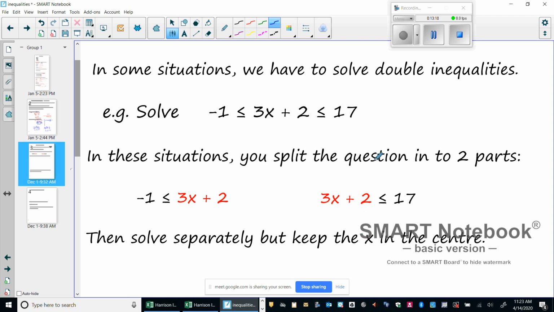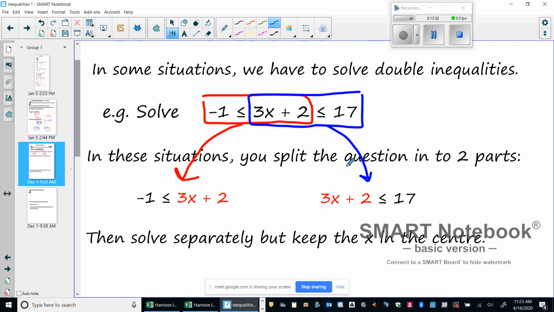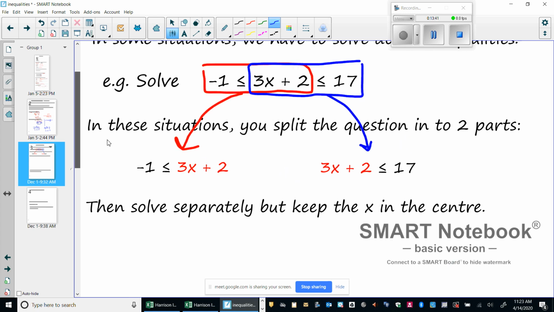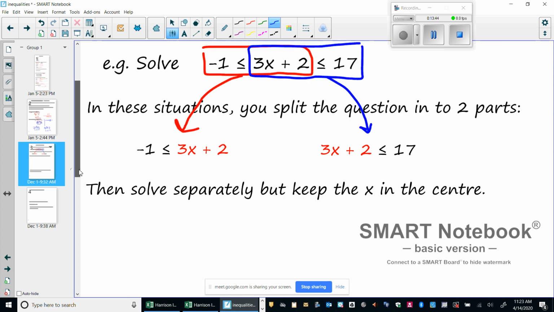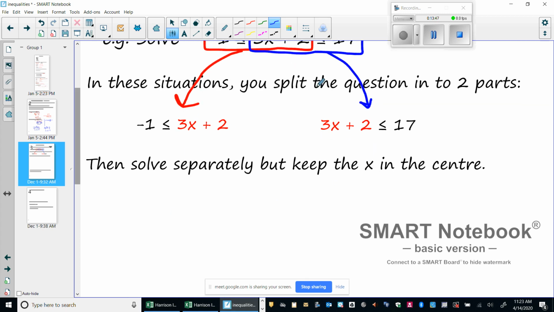So all you have to do is split the question into two parts. You're going to focus on this half as one equation, and then this half as the other. Obviously this piece in the middle is going to be repeated, and that's the only part that needs repeating. Once we've rewritten our two questions, we're going to solve them as we normally would. But what I've said here is that we need to try and keep the x in the middle. We're used to moving the x to the left-hand side because that's where we're most comfortable with it, but we want to make sure that we keep it in the middle.